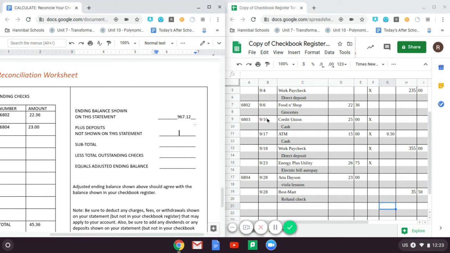So that means we will be adding $35.50 to this ending balance amount, because this $35.50 will be hitting the account, but it has not yet. We only know that it happened because we kept track of it on our register. Okay, so we do a little quick math again.